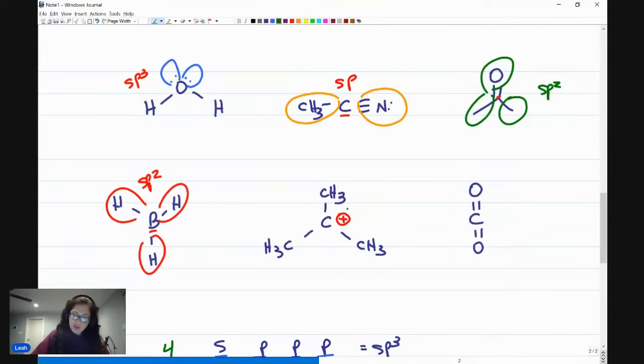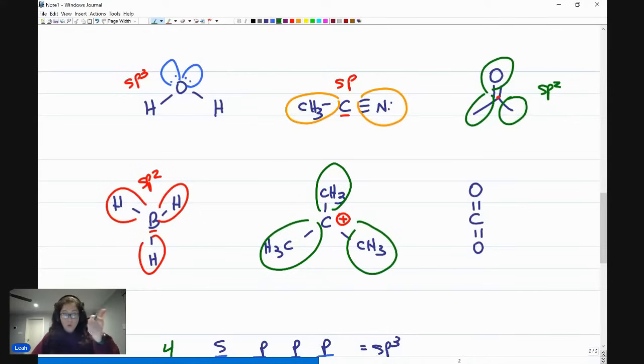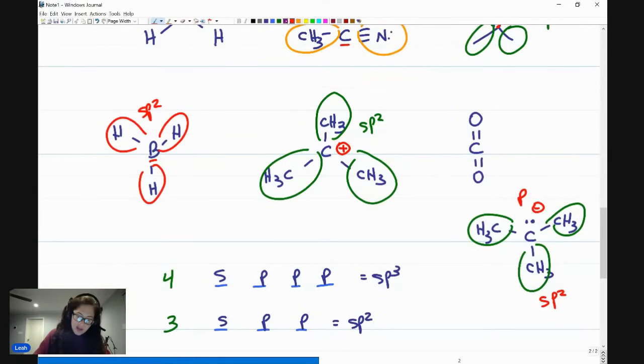And so in a situation like this, let me know in the comments what you think the hybridization is. I count 1, 2, 3. 1, 2, 3. sp2, and that is sp2, even though I have a positive charge there. That doesn't change it.